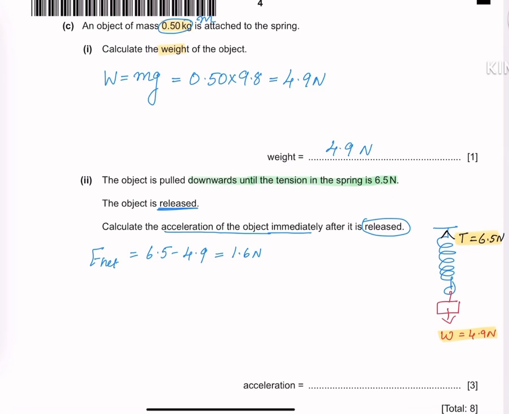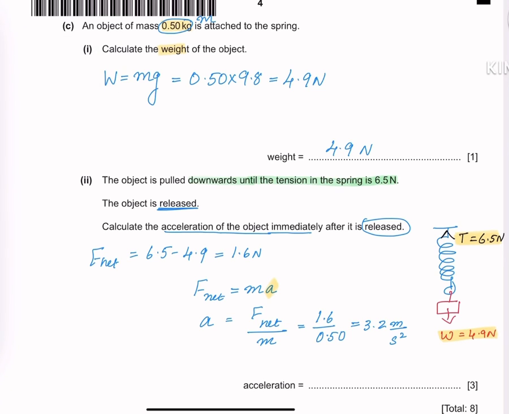Now we can calculate the acceleration using the equation. The net force acting on the object is equal to mass times acceleration. We need to find the acceleration, so we make acceleration the subject. So acceleration is equal to the net force divided by mass. The net force we have already calculated, 1.6, over mass, which is given, 0.50. The answer is 3.2, and the unit of acceleration is meter per second squared.